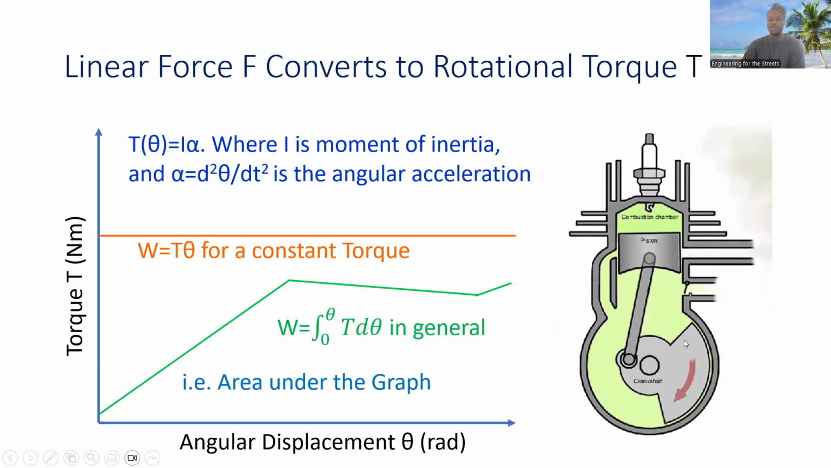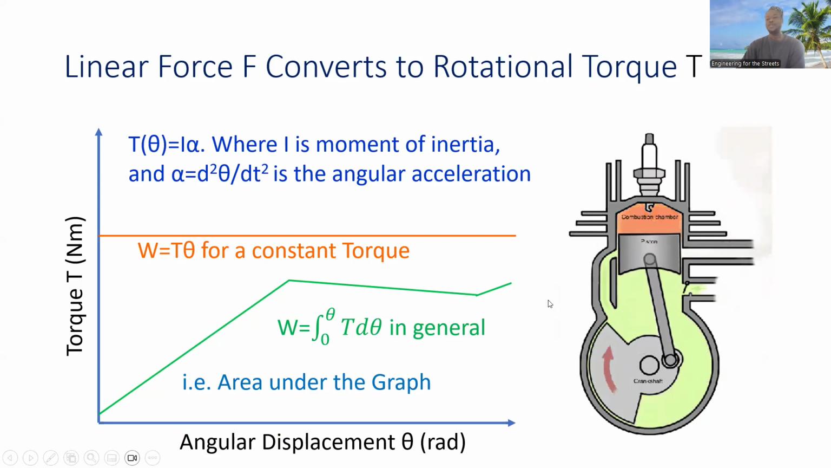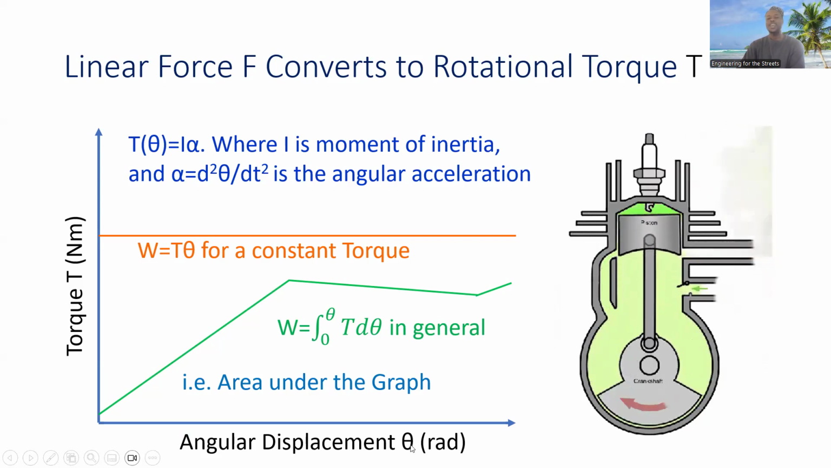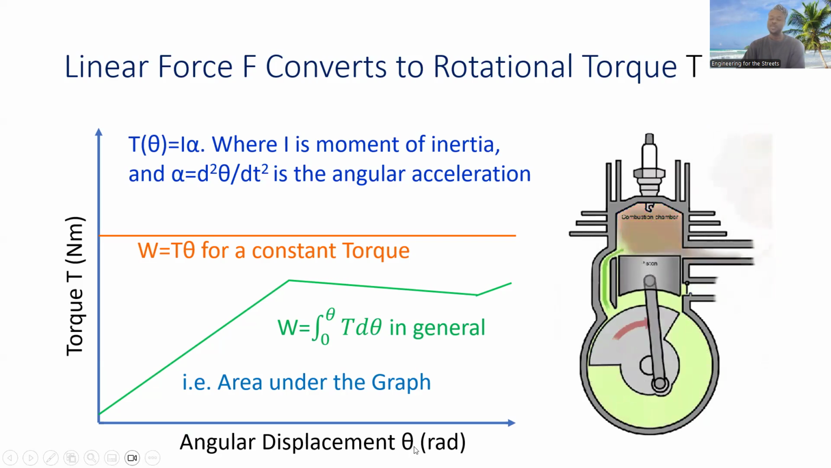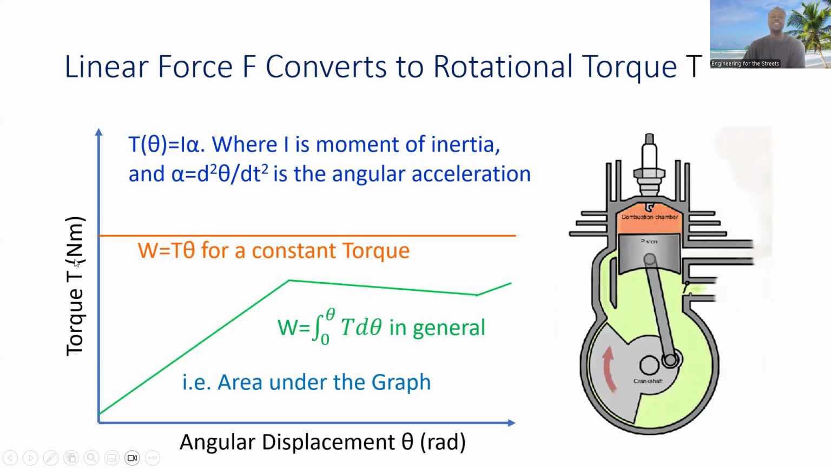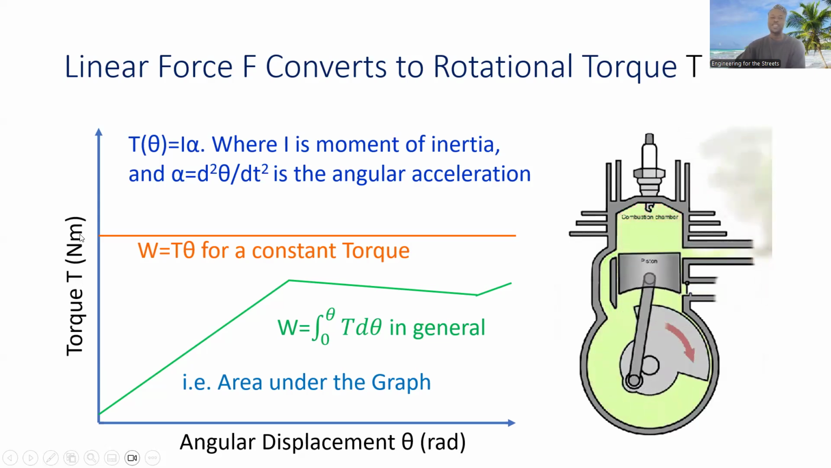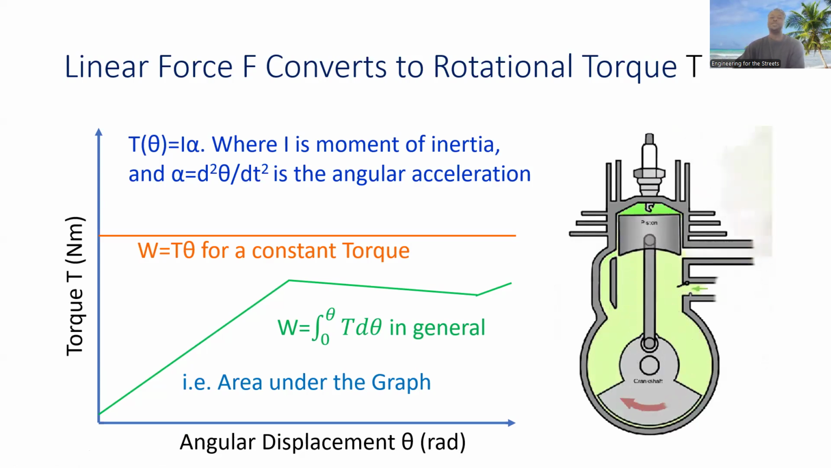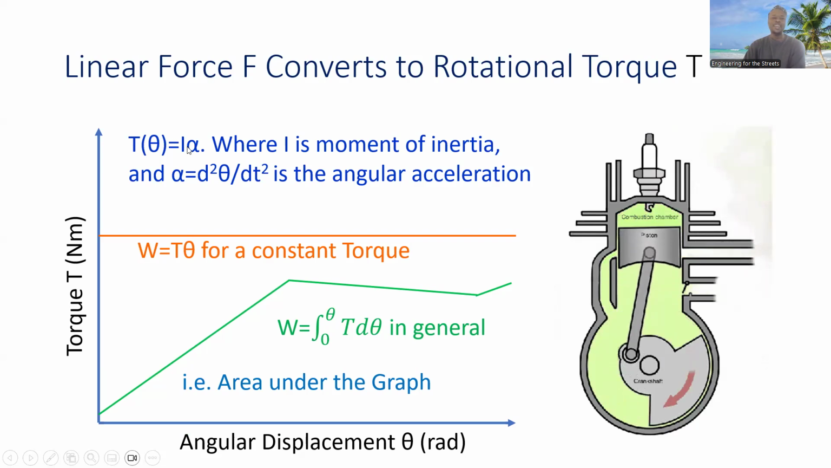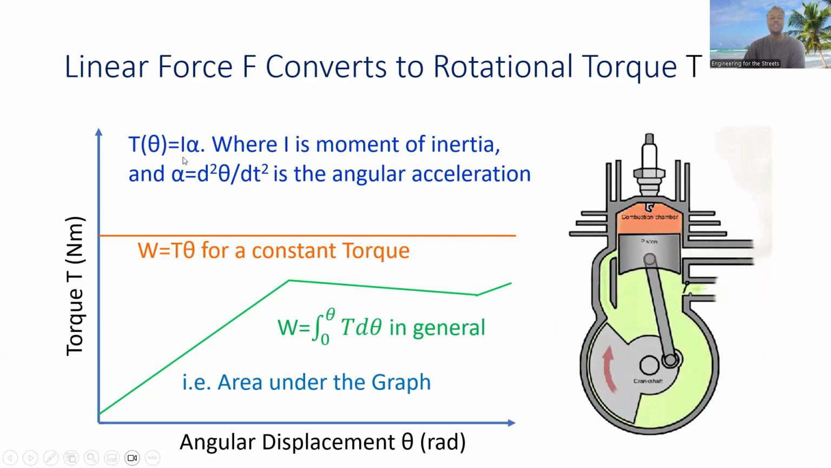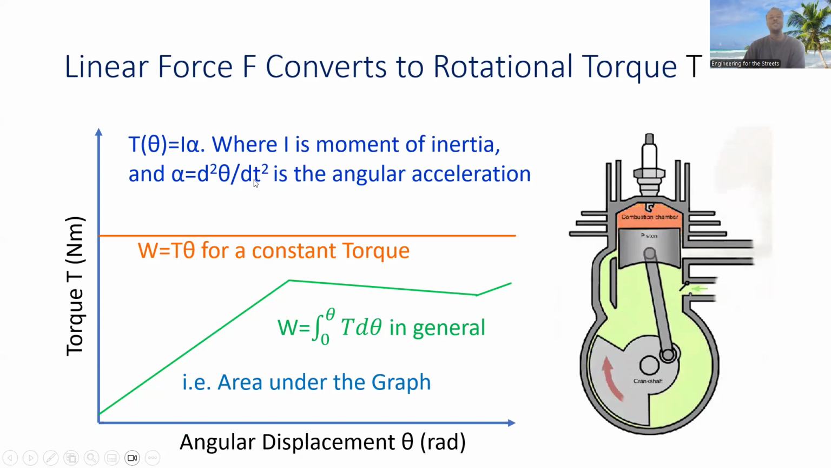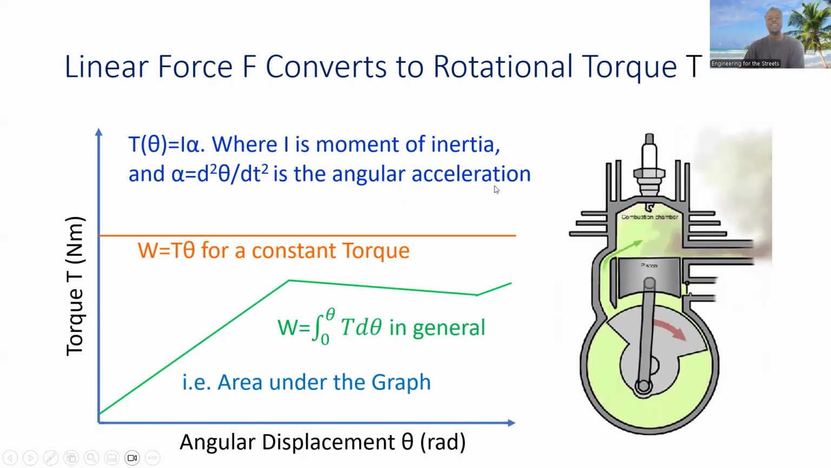Now, when rotational motion happens, then instead of having linear displacement x, we have angular displacement theta. So angular displacement theta replaces linear displacement x. And in the same vein, torque T in Newton meters replaces force F in newtons. Now, torque T is given by I multiplied by alpha, where I is moment of inertia and alpha equals d squared theta over dt squared, which is angular acceleration.